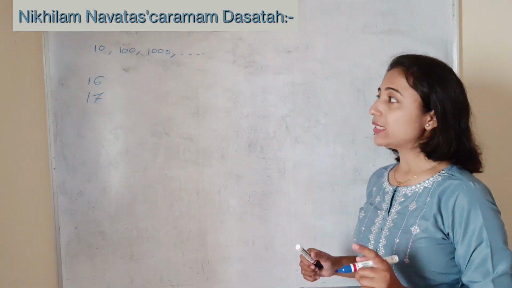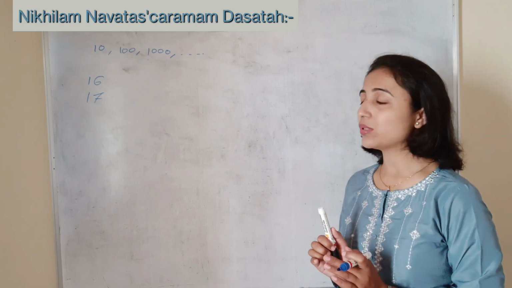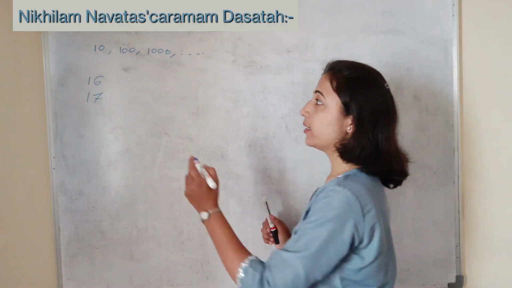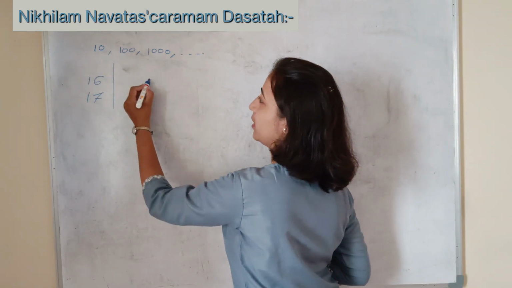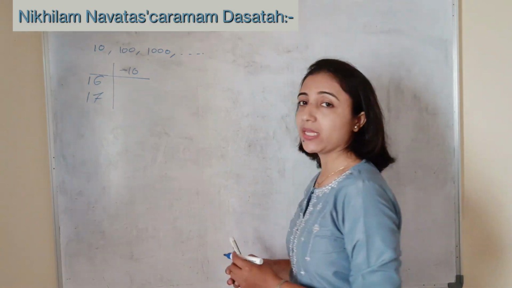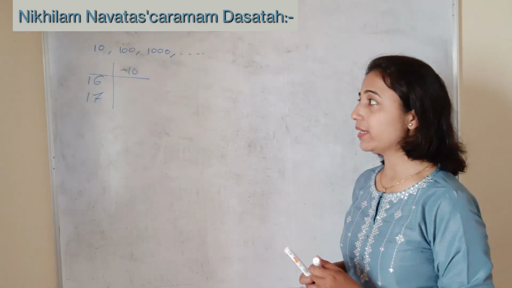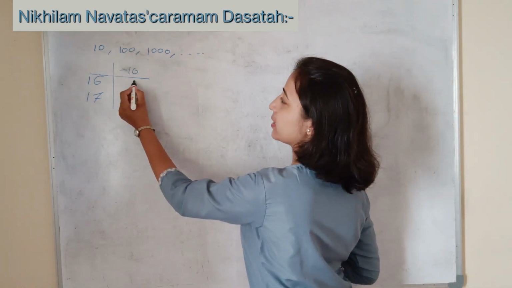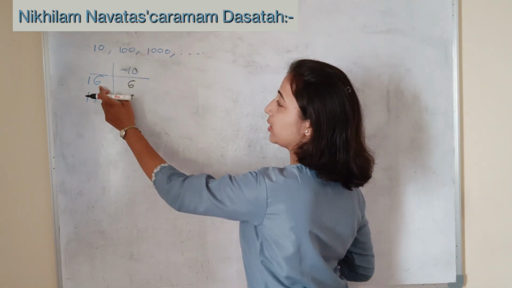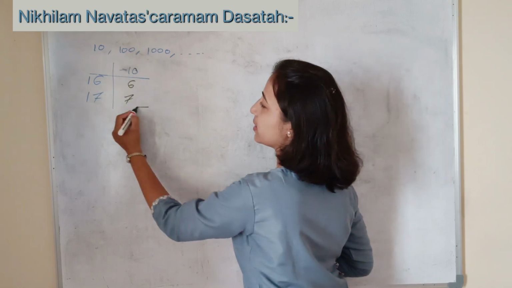Now both 16 and 17 are near to the 10. It is not too near to the 10, but as compared to this base, it is near to the 10. So we can take here base number 10. And that base number we have to subtract from the given numbers. So 10 we have to subtract from 16 and 17, and here we get the answer 6 and 7 because we are taking subtraction.